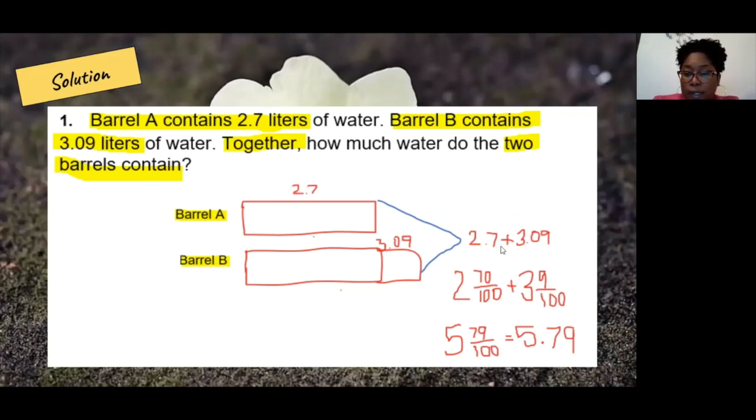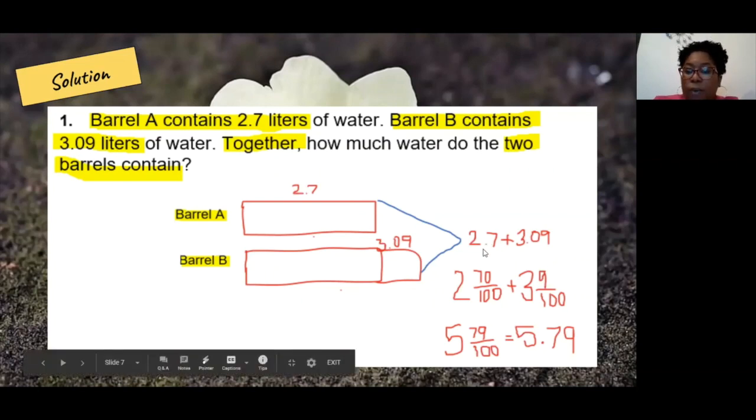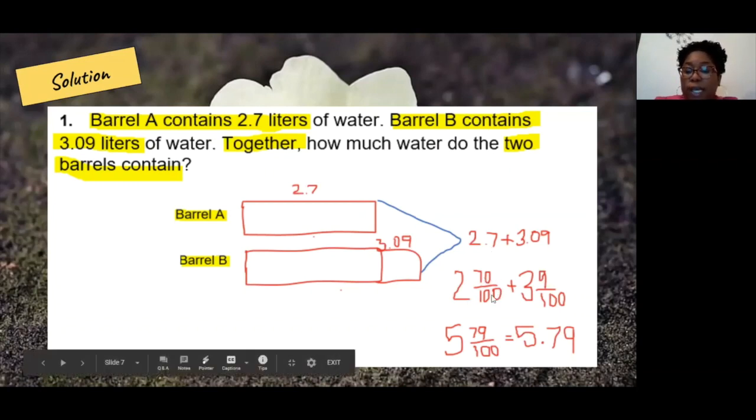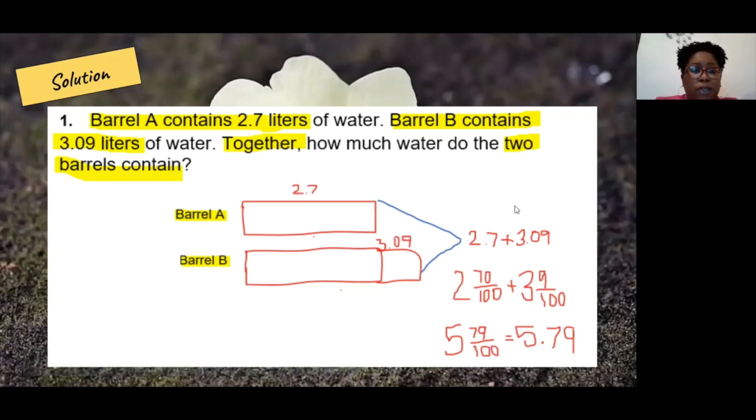So once again, to apply our learning, we want to convert our tenths to hundredths by multiplying both the numerator and denominator by 10. So that's 2 70/100 plus 3 9/100, which equals 5 79/100, or as a decimal, 5.79. Okay, 5 79/100. And here you see a fraction and decimal equivalents. So we are on the right track. Okay, let's try another.